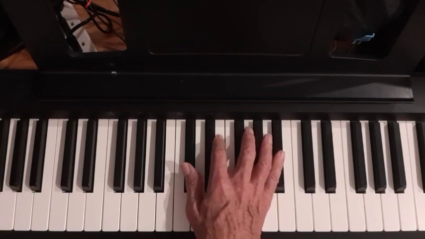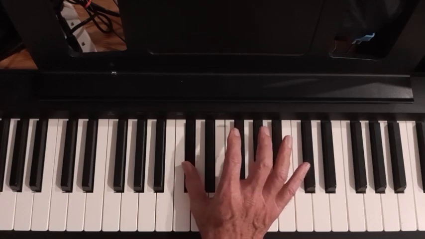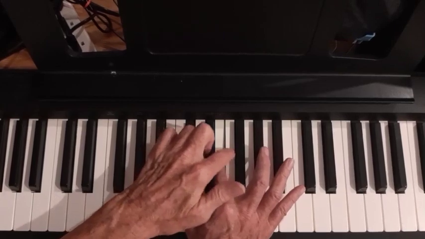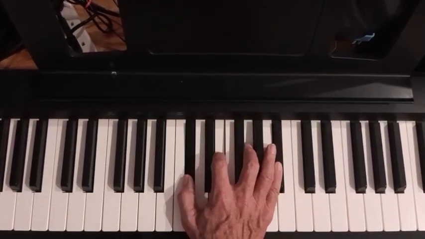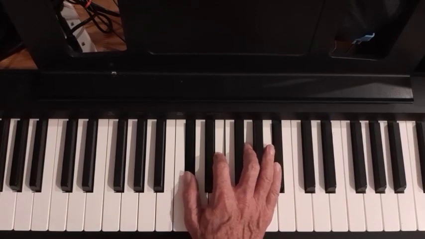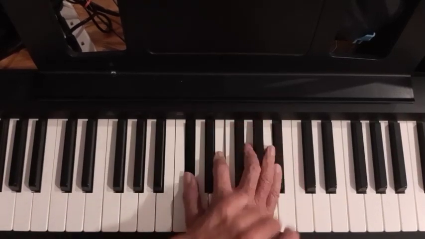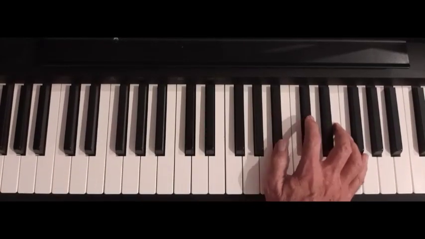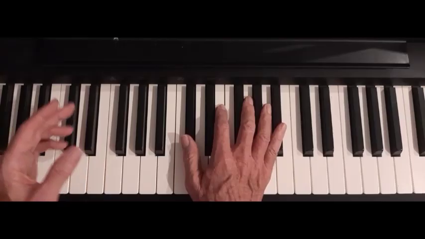Let's go up a half step and make 4 more diminished chords from here. We're going to start with a C sharp and go up 3 half steps, 1, 2, 3, 3 half steps, 1, 2, 3, 3 half steps, 1, 2, 3. Now we've got 4 more diminished chords. C sharp diminished, E diminished, G diminished, B flat diminished. And I can rotate them up, E diminished, G diminished. We've got 8 chords now.